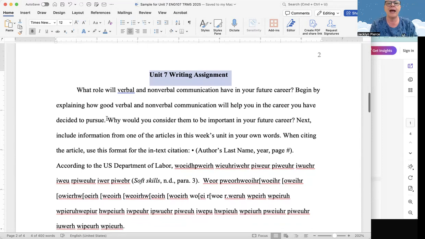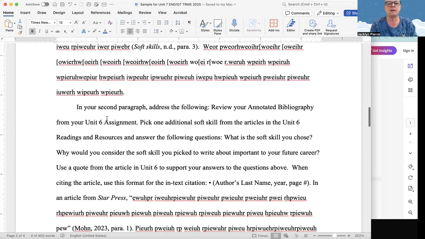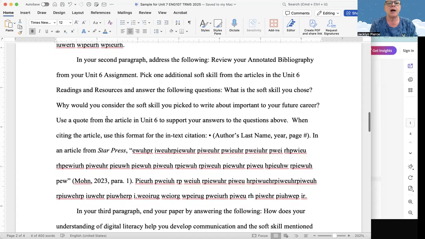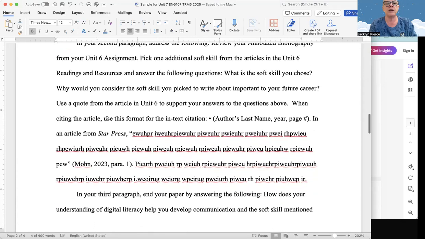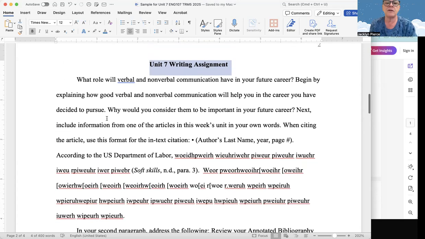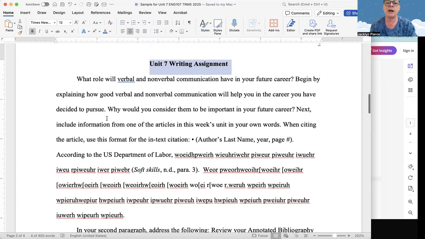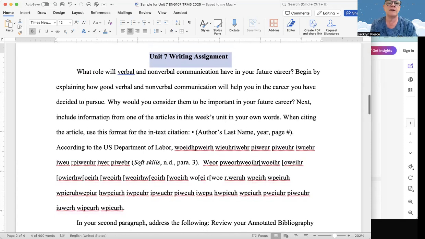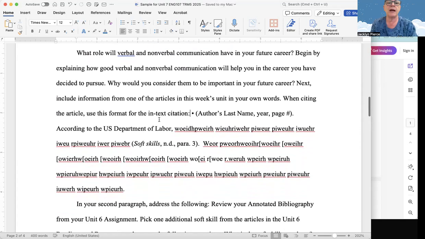Now, I did it a little bit backwards here, because I cited something from the soft skills article in the first paragraph. I would be using one of this week's articles for the first paragraph, but I really just wanted you to see what it looked like. So I've got the information here. Make sure that you get rid of all this stuff that is just repeated from the assignment sheet, and write your own version.